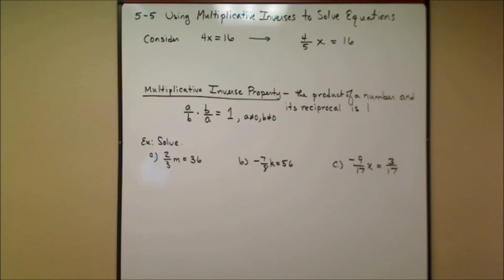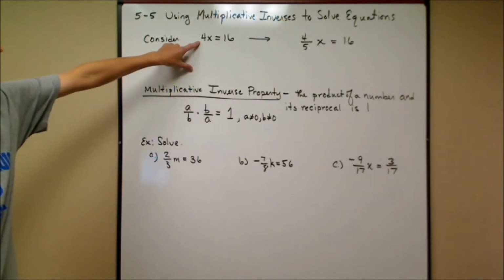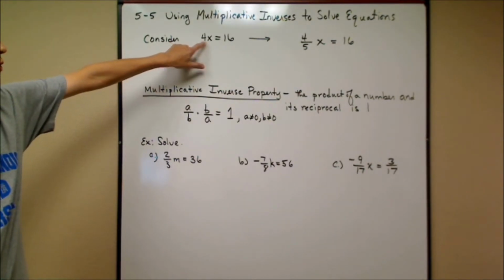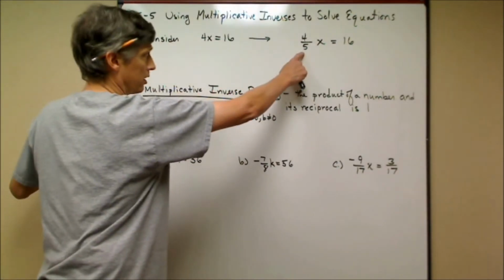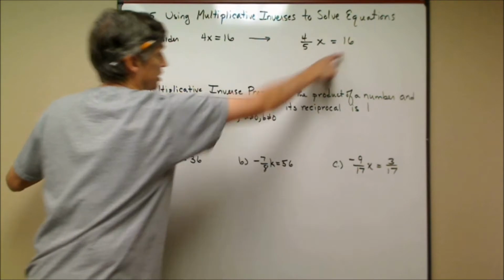So what I want to do is consider two types of problems that involve multiplication, two types of equations to solve. This type of equation we've already solved before. We have an integer, 4 times x is equal to 16. This one over here, we have a fraction: 4/5 times x is equal to 16.